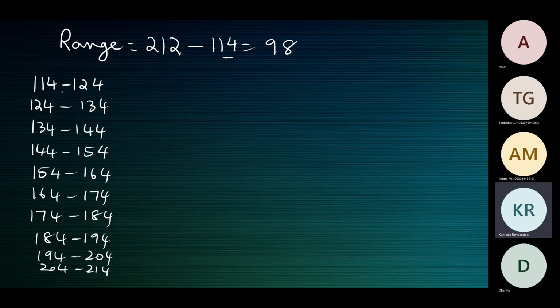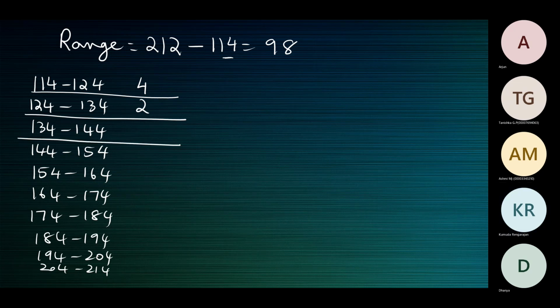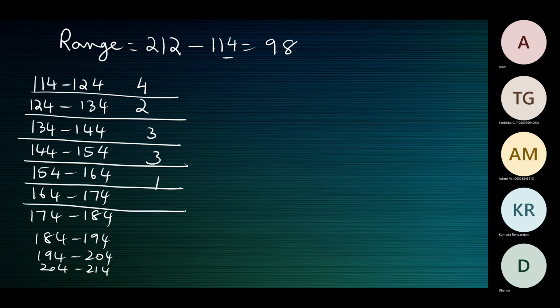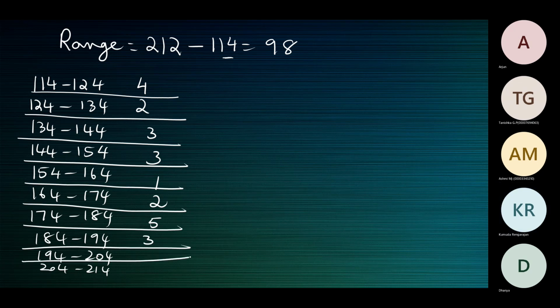And the frequencies are, for the first class interval, you will have to show the tally marks. You will have to show the second column, which is the tally marks. Once you make the tally marks, the frequency will be 4 for the first class interval, 2 for the second class interval, 3 for the third one, 3 again, 1, 2, 5, 3, 3, 4, and that will total to 30.